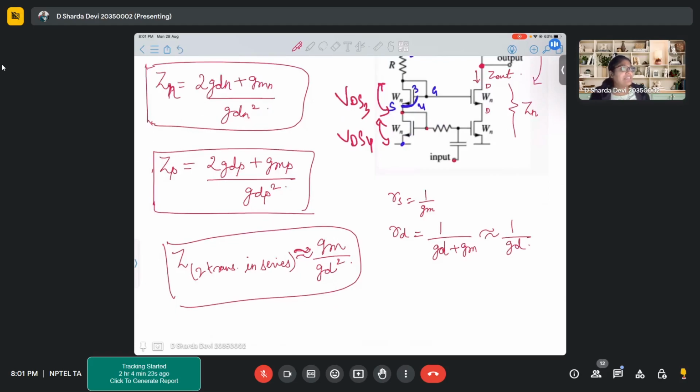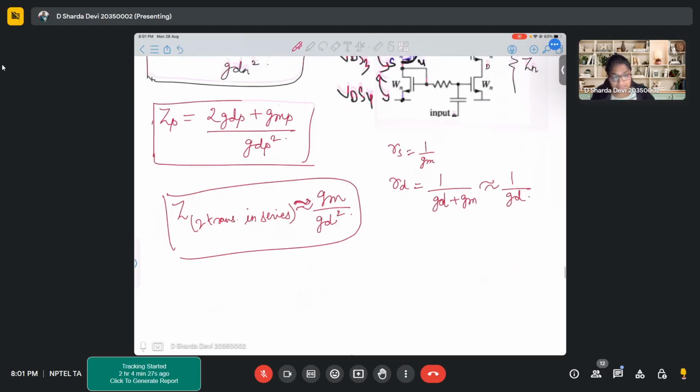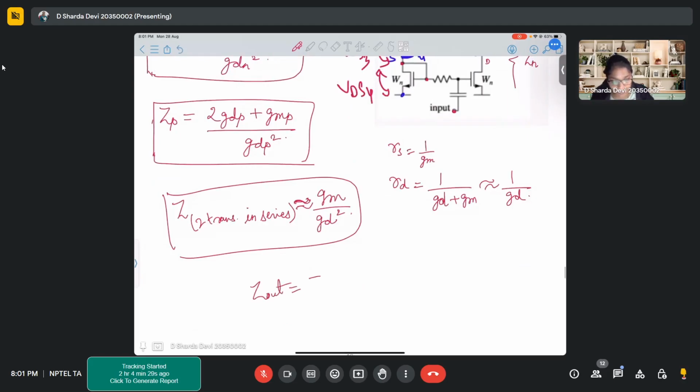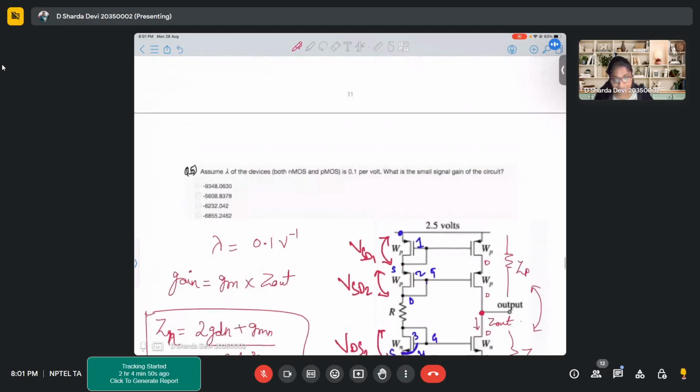So what I said, we'll find this Zn and Zp. Now Z out is simply Zn parallel Zp, and gain is Gm into Z out. You know the Gm, simply you will use that for this expression. So that is the idea.